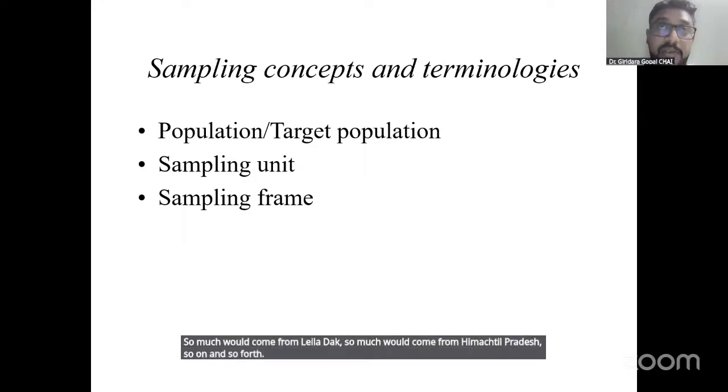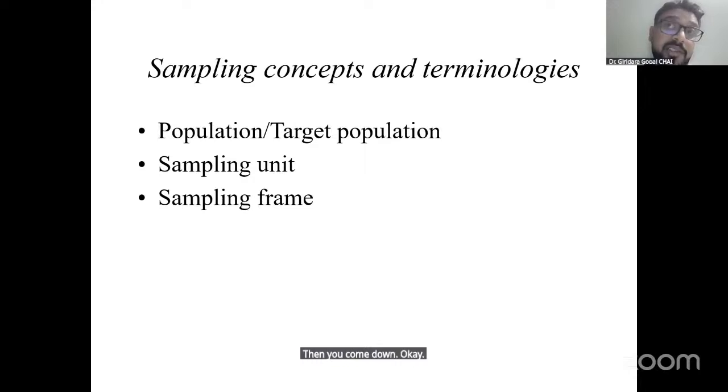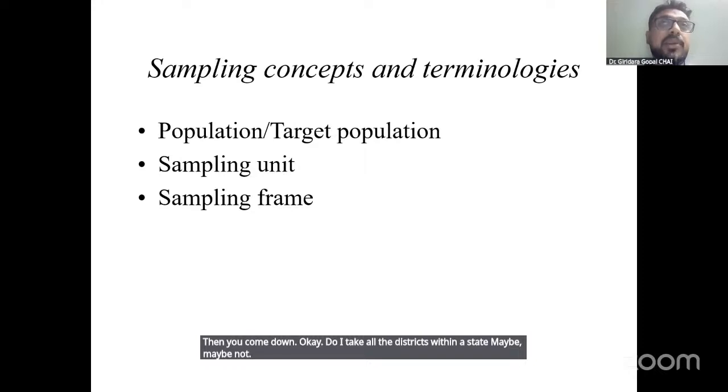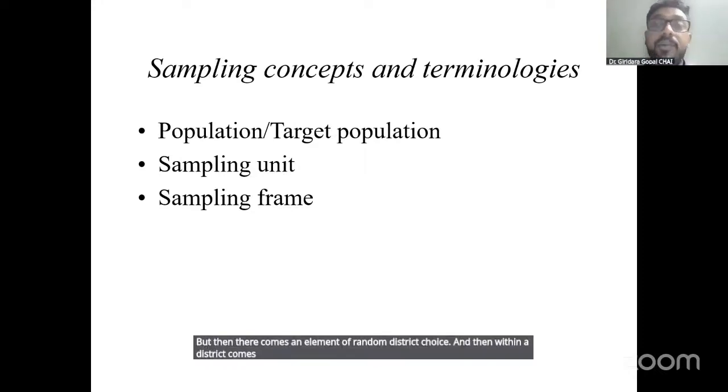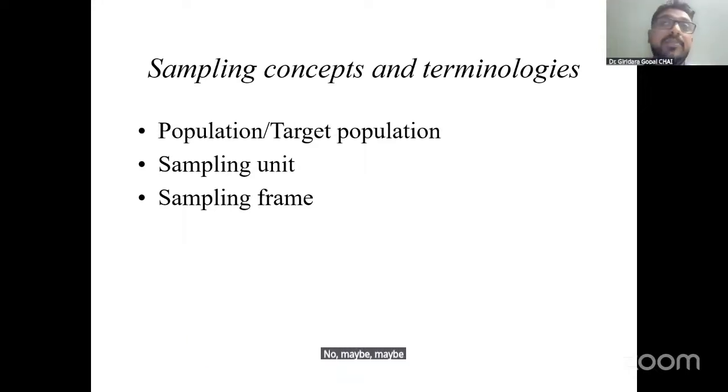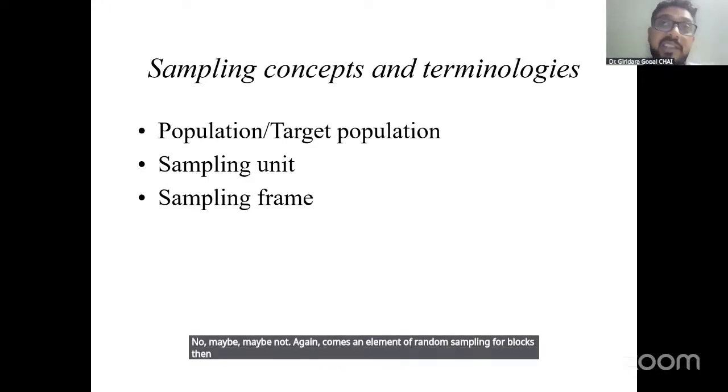Then you come down, do I take all the districts within a state? Maybe, maybe not. But then there comes an element of random district choice. And then within a district, do I choose all the blocks? Maybe, maybe not. Again comes an element of random sampling for blocks. Then within a block, do I take all the towns and villages? Maybe, maybe not. Then you choose a random set of villages and towns. And within the towns and villages, you'll say, do I take all the households?